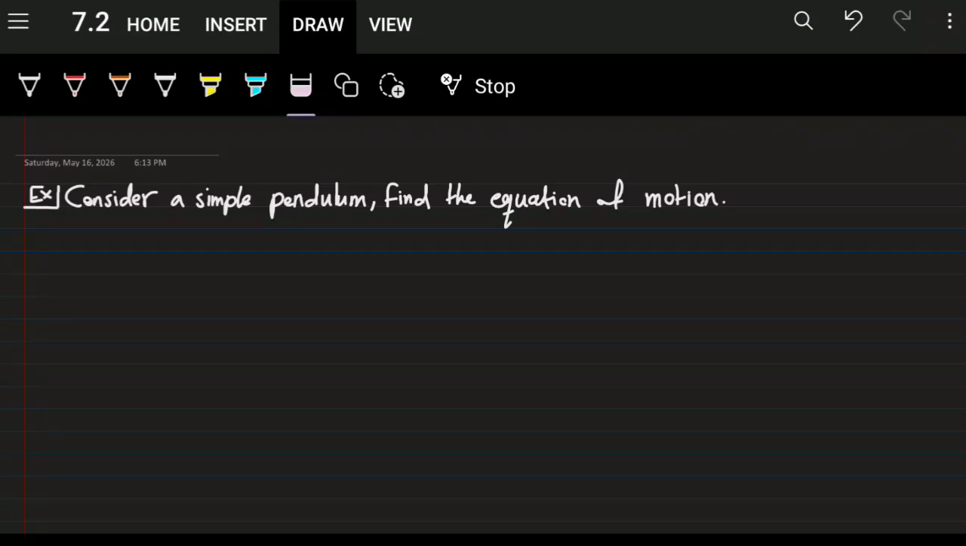Peace and welcome. In the last couple of sections, we discussed Hamilton's principle and saw how to derive Lagrange equations of motion directly from that principle. In this video, we're going to look at another example, a simple pendulum. We want to find its equation of motion using Lagrange equations of motion.